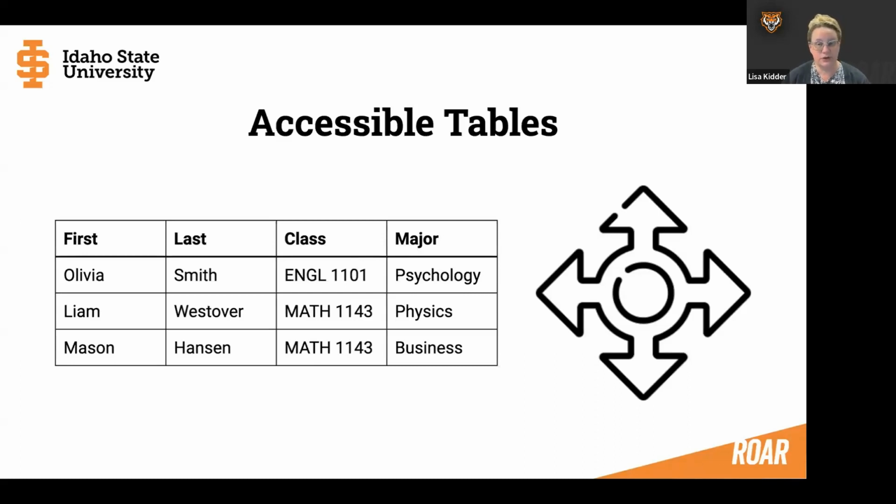If I move to the right, suddenly I get this math 1143. If I look up at the top, I'm like, oh, that's the person's class. So that math 1143 is associated with Liam Westover, who is majoring in physics. So there's a relationship there, and the information is organized in a way that somebody in any cell can orient themselves to what's being presented.